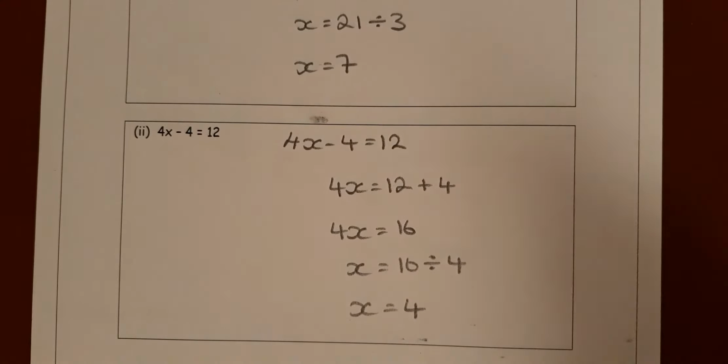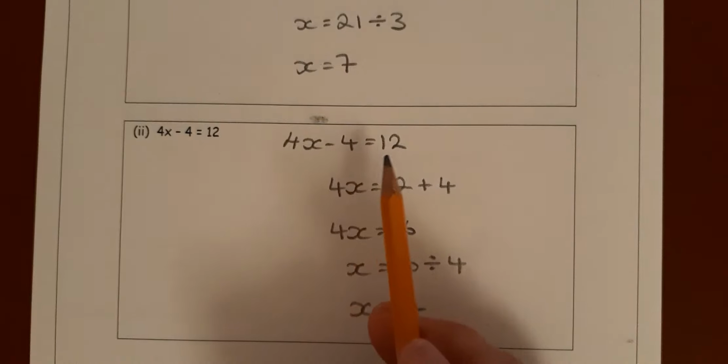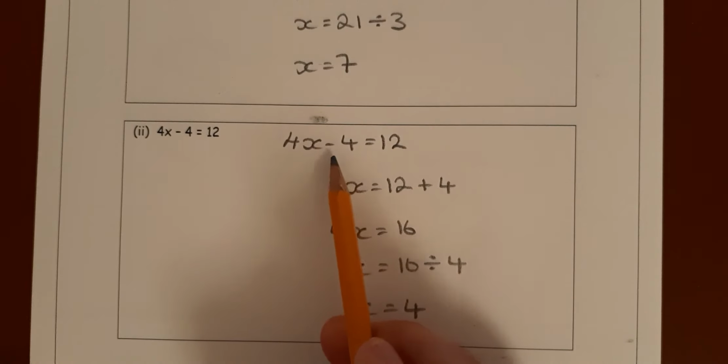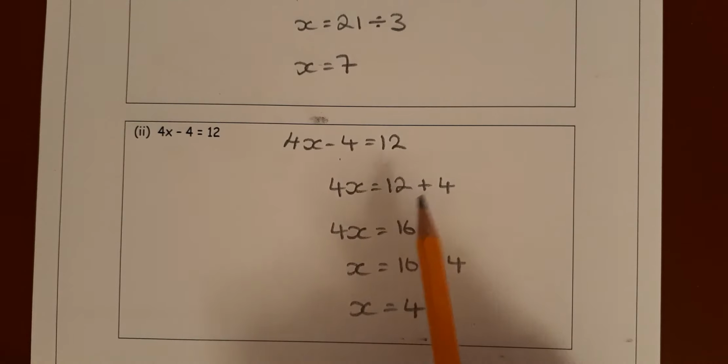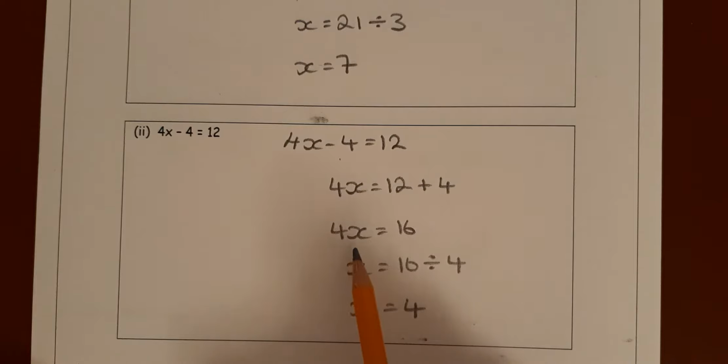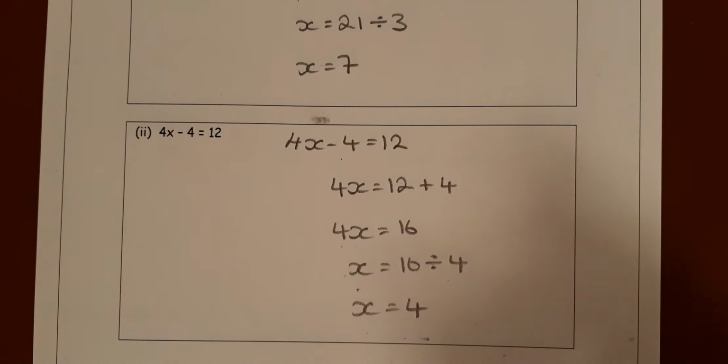Part 2, we have 4x minus 4 equals 12. Moving our minus 4 over the line, our negative becomes a positive, so we get 4x equals 12 plus 4. So that gives us 4x equals 16. Moving our 4 over the equal sign, it becomes a divide because it's 4 multiplied by x here. So that gives us x equals 16 divided by 4, x equals 4.